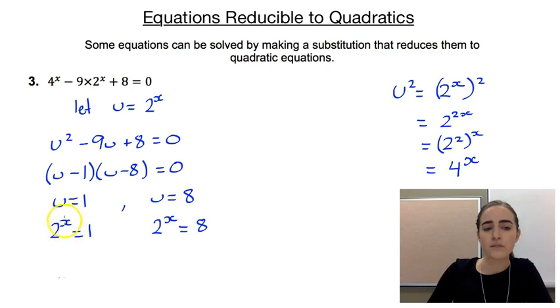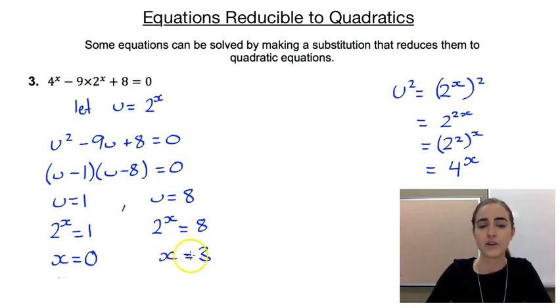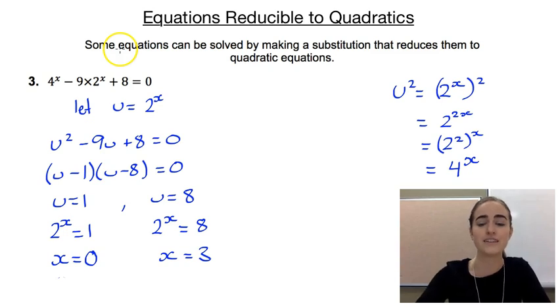Now we've got to figure out what number goes in here to get an answer of 1. We need to remember our rule for indices, that anything to the power of 0 is equal to 1. So if x was 0, we'd end up with 2 to the power of 0 is equal to 1. So one of our solutions is x equals 0. The other one, we need to know our powers of 2, and 2 to the power of 3 is 8. So we'd have x is equal to 3. Again, we've got two solutions that satisfy that equation. So that's a quick look at how we can reduce equations to quadratics to be able to solve them.